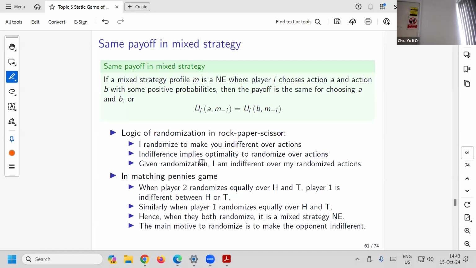And to randomize is to make sure that you can't guess what I'm doing. This is the same for me and the same for you. So this is the main idea, and this is how you solve it.